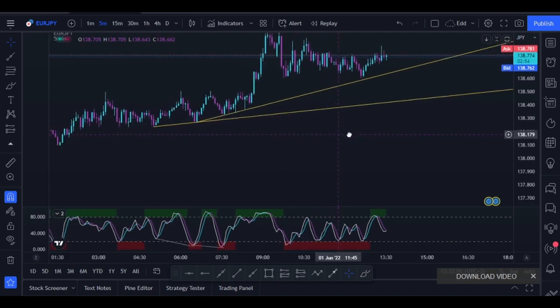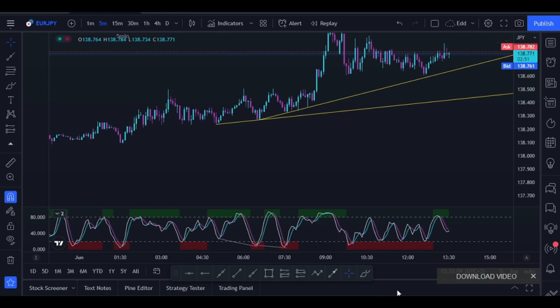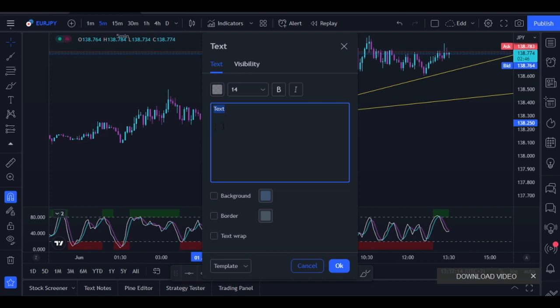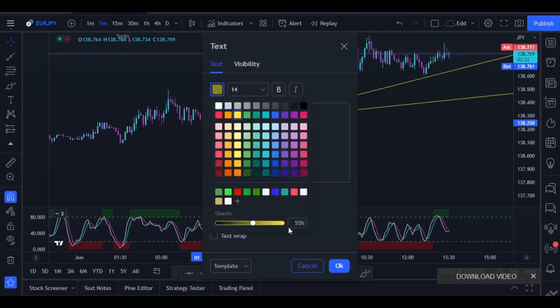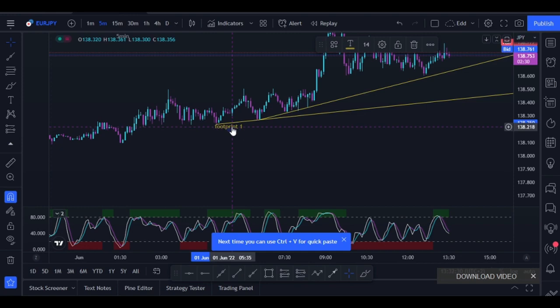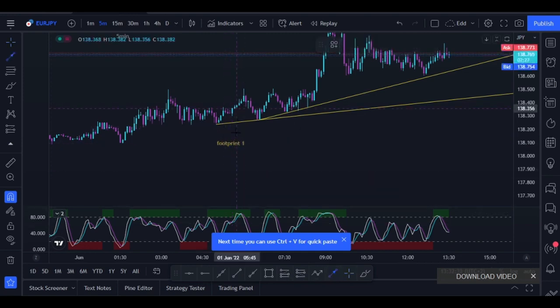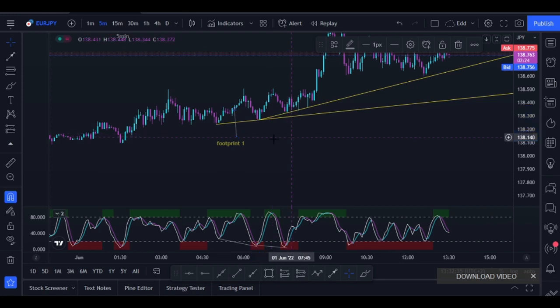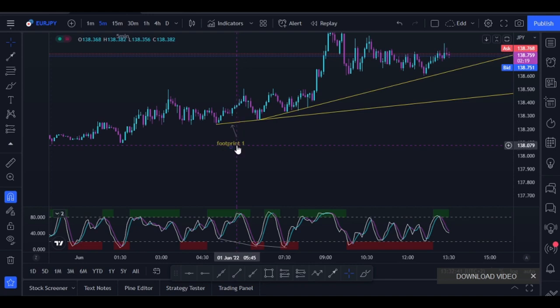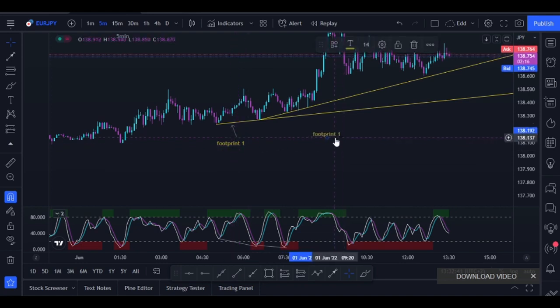Then let's see. Let me just type this out. Okay, this is footprint. Footprint 1. Okay, footprint 1, because let's make this yellow. Move it here, and let's just draw a line to it right there. Just a little lower, right there. Perfect. And then just move.